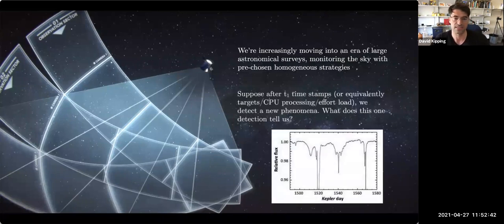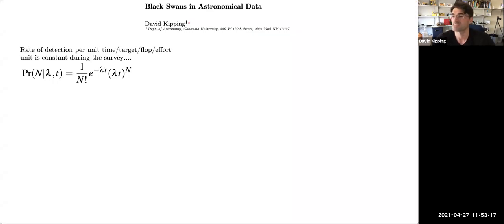The Boyajian star is kind of a fun example of this as well, which I highlight here, which was found through Kepler. I'm going to frame this in terms of time. T1 is going to be the time at which I detect my first black swan. But very generally, this could be anything. This could be the number of targets you've looked at, the CPU load you've spent on it, the effort load, like the number of undergrads you used to scout through data, whatever it is. You can replace T1 with just effort. But I am going to frame it in terms of time in what follows. So again, we can use Poisson statistics to make progress here.